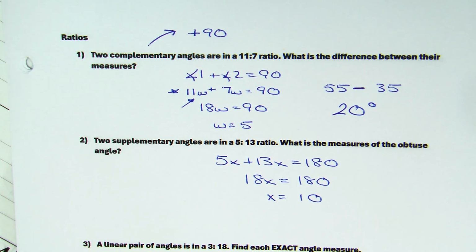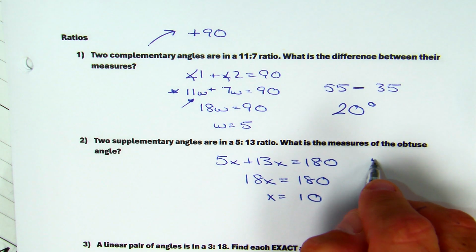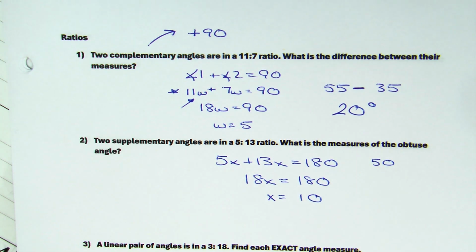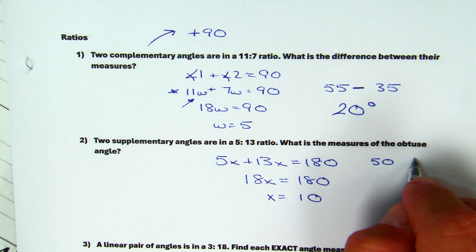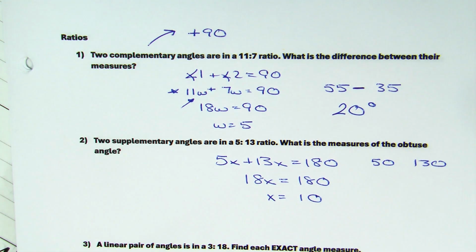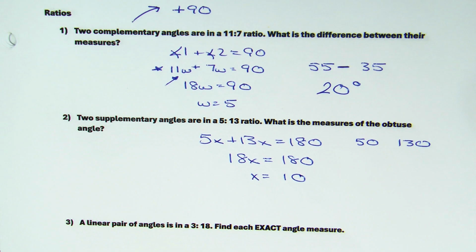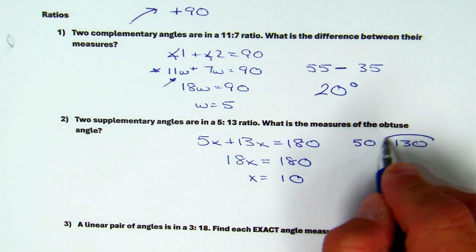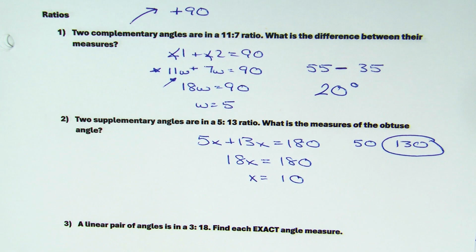Now, if I plug it back in, what's 5 times 10? 50. What's 13 times 10? 130. What does the problem ask for? The measure of the what angle? Obtuse. Which one of those is obtuse? 130. Again, showing knowledge.